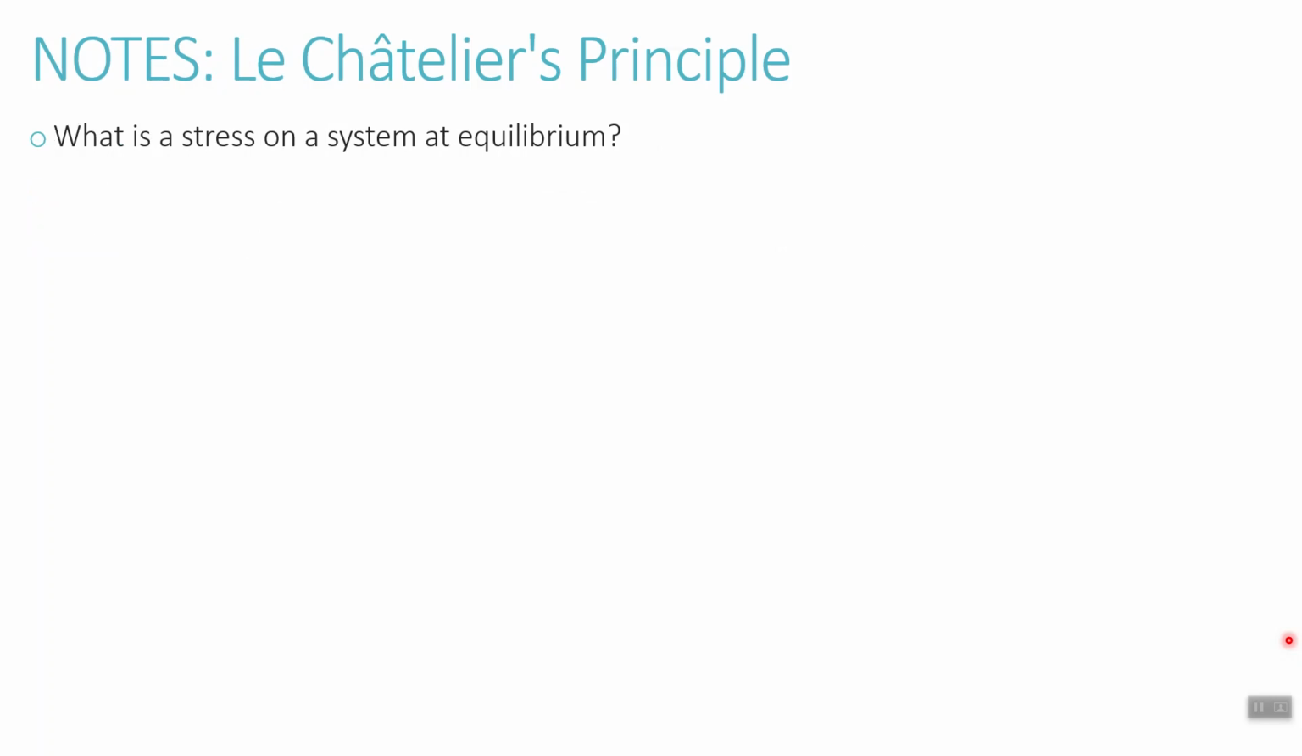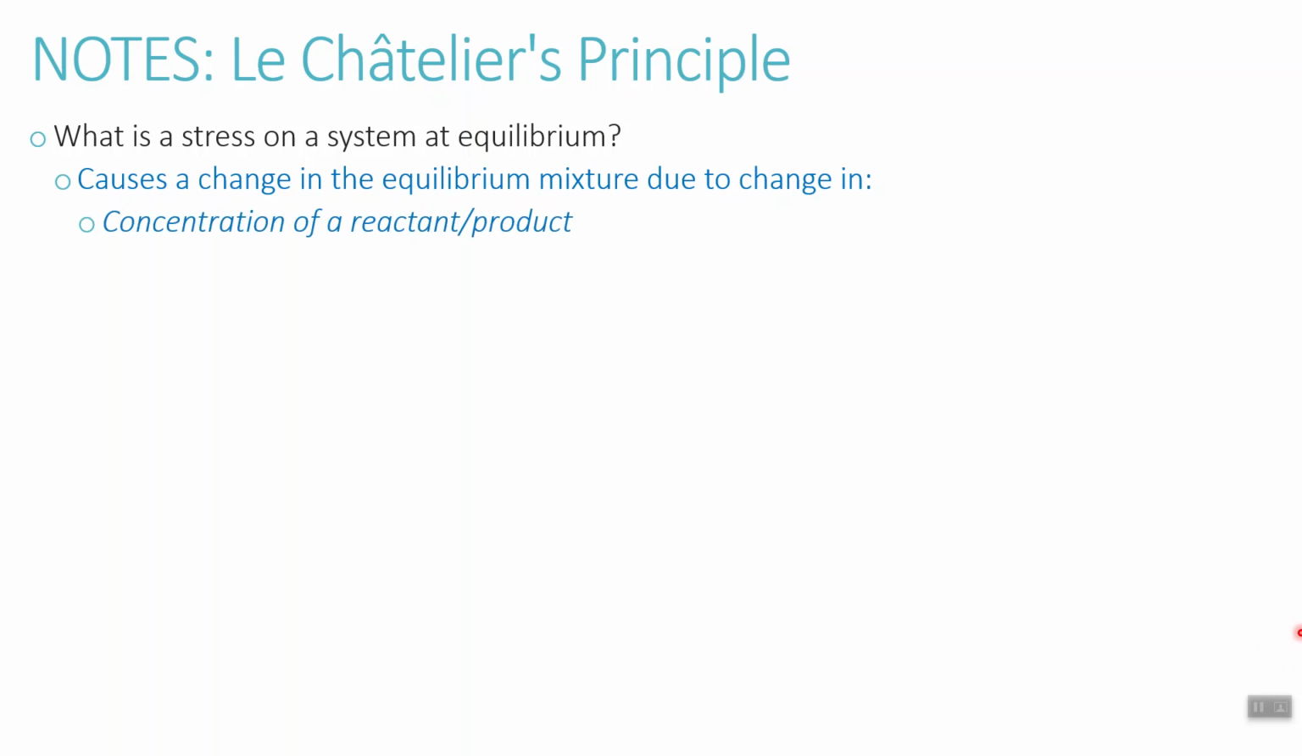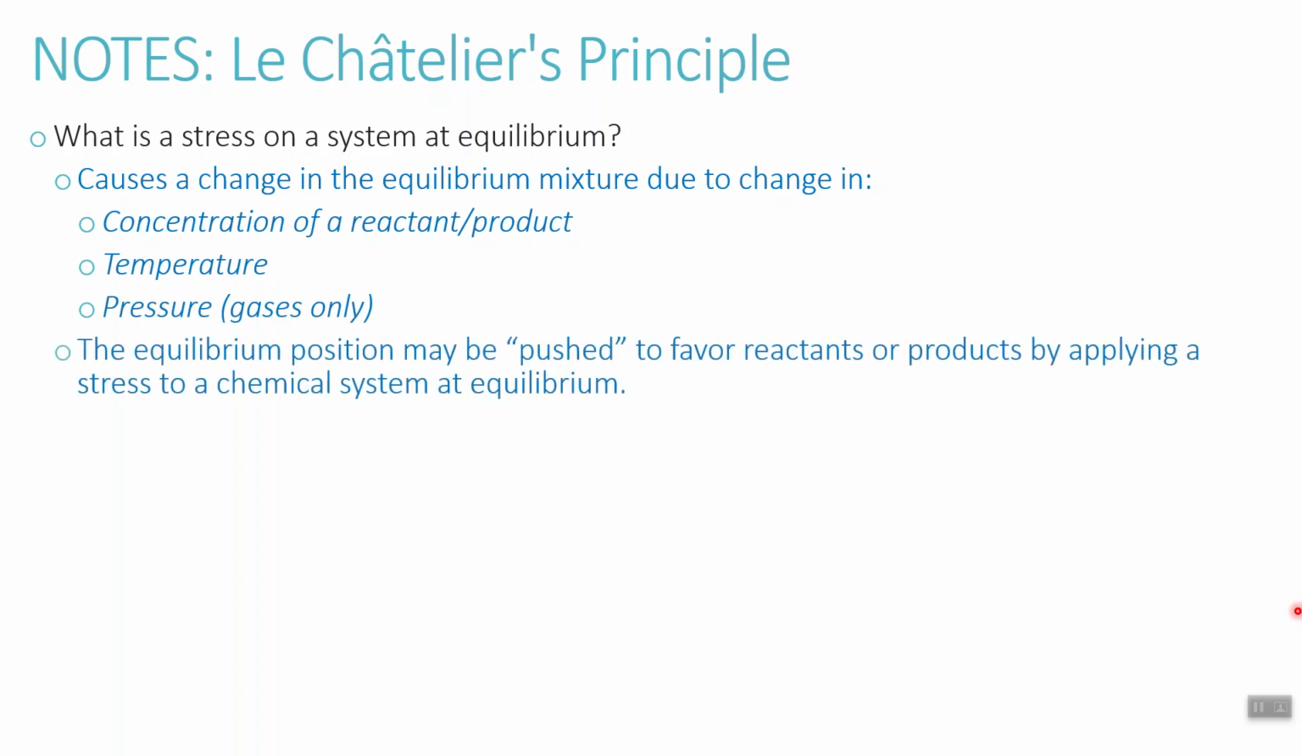So our first question is, what is a stress on a system that is at equilibrium? So a stress is something that causes a change in the equilibrium mixture. When we say equilibrium mixture, we're referring to the relative amount of products and reactants that are present. This can be due to a change in the concentration of a reactant or a product, something is added or removed, temperature, raising or lowering temperature, and pressure, which is only going to have an impact on gaseous reactions. So the equilibrium position may be pushed to favor either reactants or products by applying a stress to a chemical system. So we can use a stress to change that mixture.